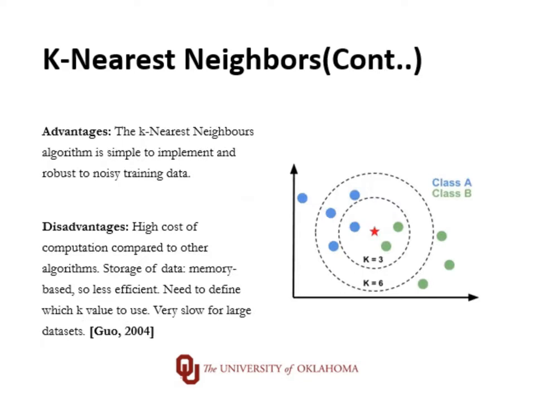The KNN classification model has both advantages and disadvantages. When it comes to advantages, the K nearest neighbors algorithm is very simple to implement and robust to noisy training data. When it comes to disadvantages, here we need to define which K value to use. This model also has a high cost of computation compared to other algorithms, so the algorithm is slow for large datasets. Another disadvantage is that this model requires large memory, so its space complexity is high and inefficient.